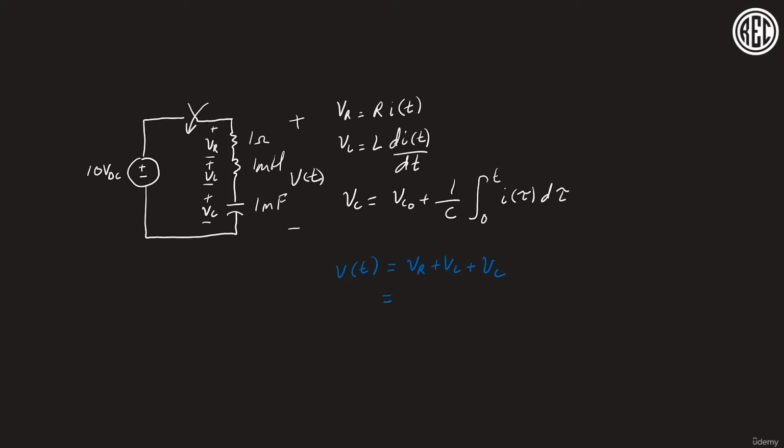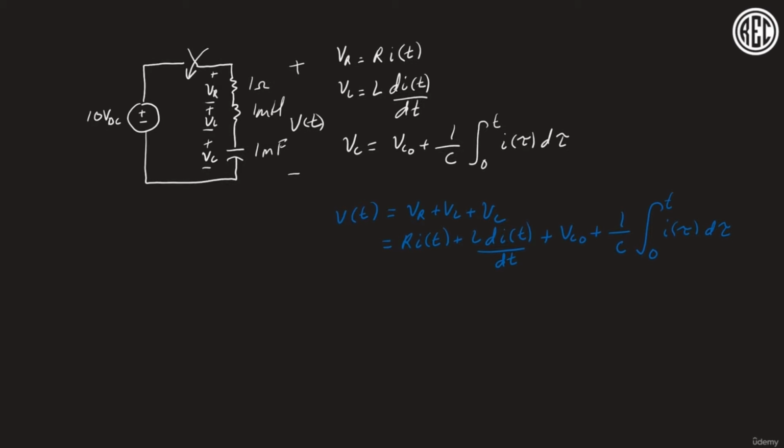So now we plug in these equations over here, and we will get that the voltage V of t is going to be equal to R times I of t plus L di of t dt plus Vc0 plus 1 over C times the integral from 0 to t of I of tau d tau.